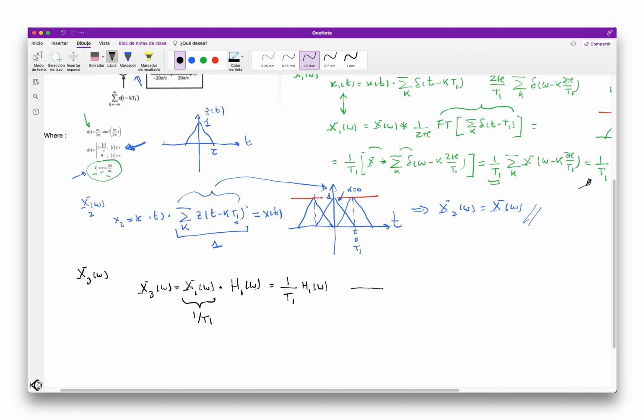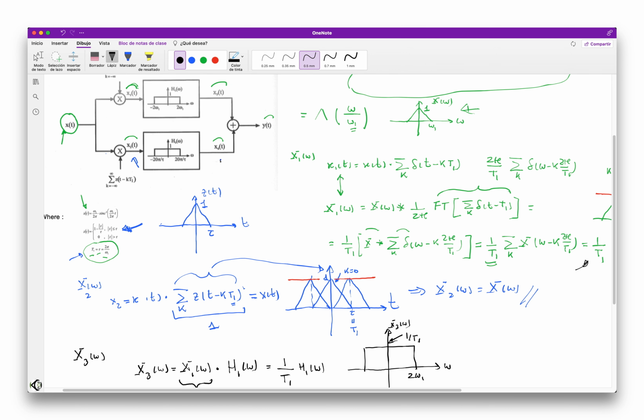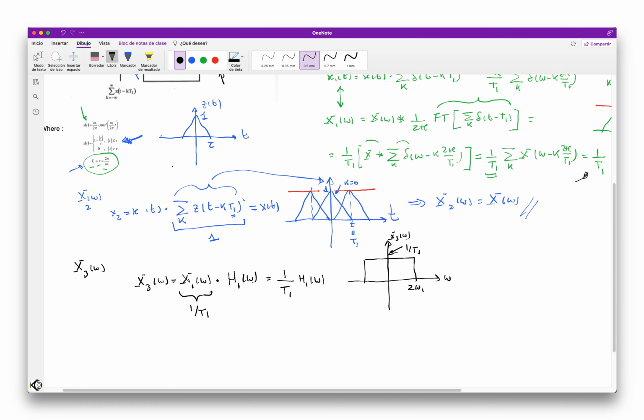If we draw this, it's just taking the same signal h1 of omega, which was a pi function of width 2W1, with positive bandwidth W1, and instead of being 1, this is now 1 divided by T1. This is x3 of omega. Okay, easy. Let's move forward. Now we go again to the lower branch, and we take function x2, and we also pass it through another low-pass filter, as you can see here. So let's calculate x4.